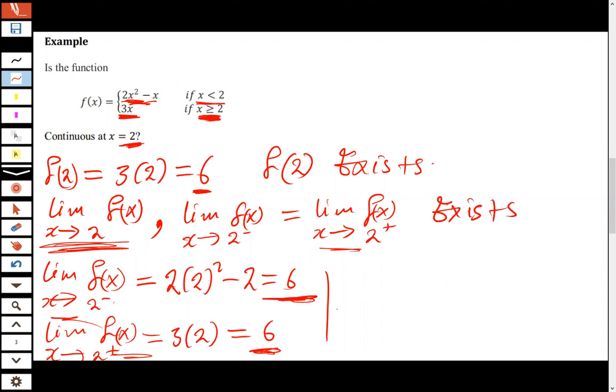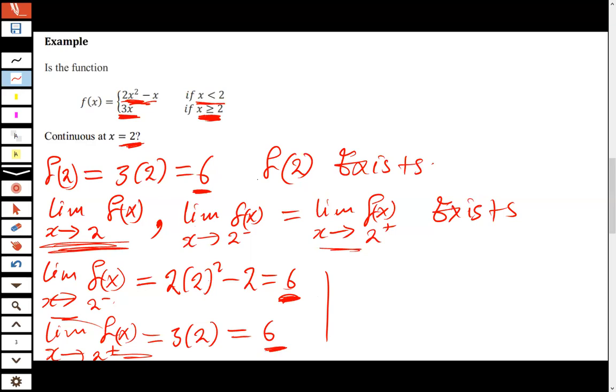If maybe you find 2 different answers on the first one and the second one here, it means that the limit does not exist. But if you find the same answers, it means that the limit exists. In this case, we have found 6 on both sides, on the left and on the right. We found 6, which implies that the limit exists.